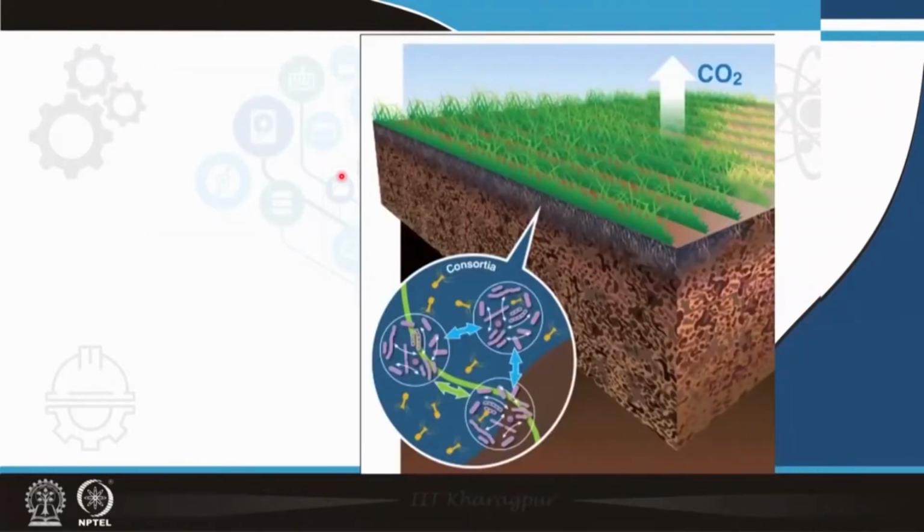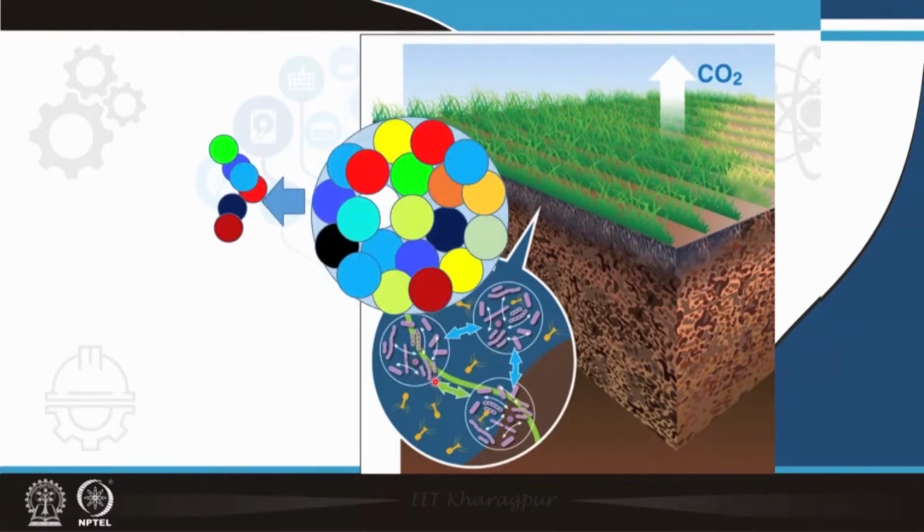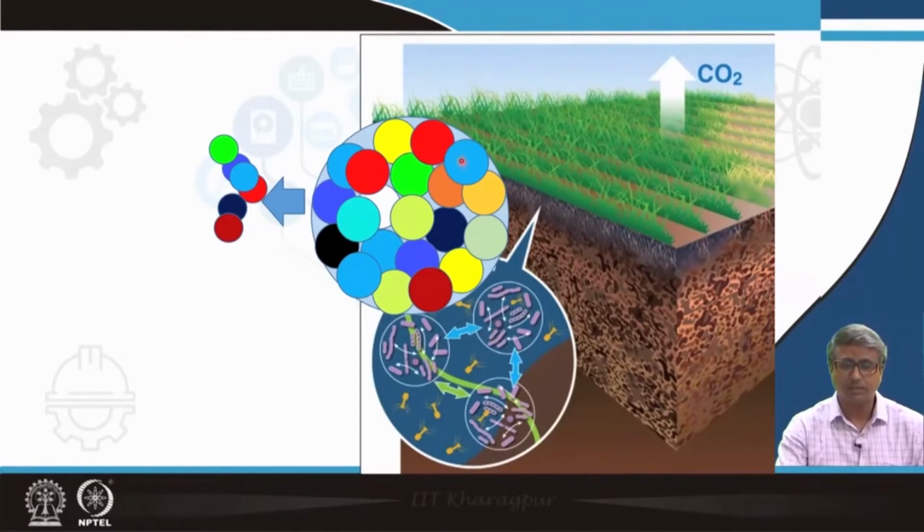So, let us take this example of a forest or a paddy soil ecosystem, where numerous microbial species are forming guilds or consortia, and they are continuously interacting with each other. I can represent the numerous microbial species as these color balls. These color balls basically represent different microbial species, as this is just a representation that there could be many microbial species.